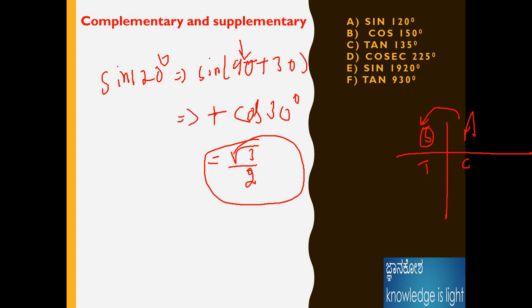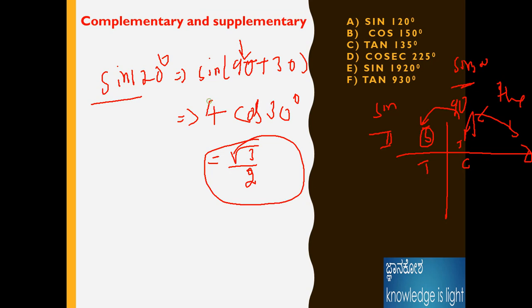Why I am taking the positive one: wherever 0 to 90 is there, all the angles are positive. If sine 30 is given, that should be the only positive value I write. Here sine 120 is given, so it goes to the second quadrant. In the second quadrant, sine and cosecant are positive, and because the given question is sine, therefore I directly write positive first.